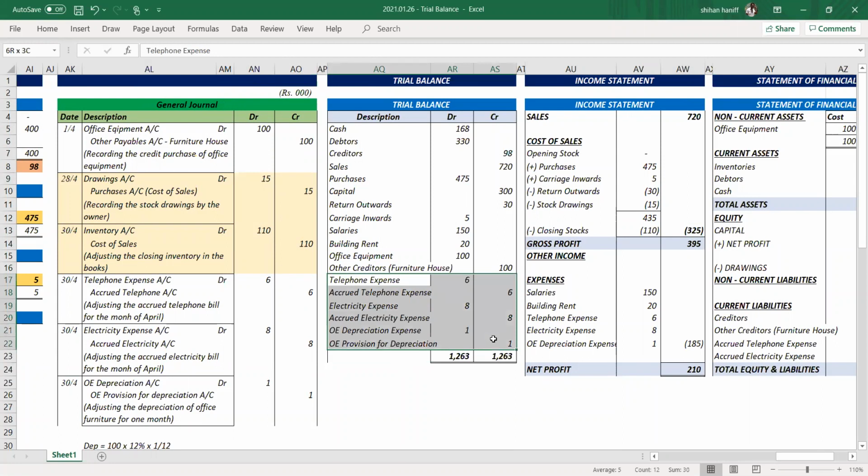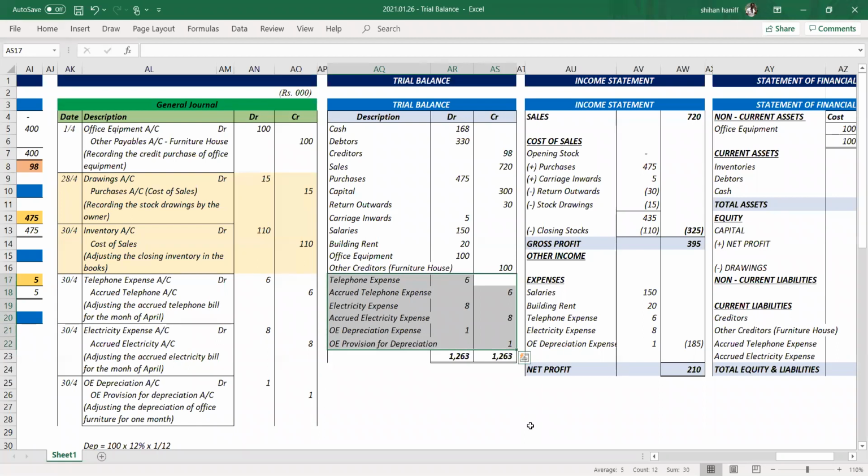Even these adjustments, without having them in the trial balance, you can do in the financial statements, these six accounts. So if you don't record these six accounts also, the trial balance will get tallied. And these adjustments, there are three adjustments: accrued expenses, accrued electricity, accrued telephone, and depreciation. These adjustments also you can do when preparing the financial statement.